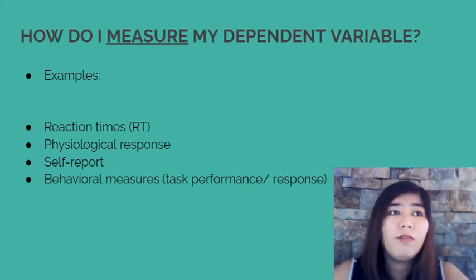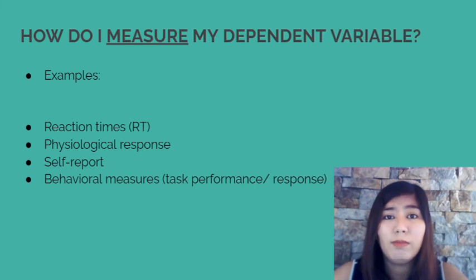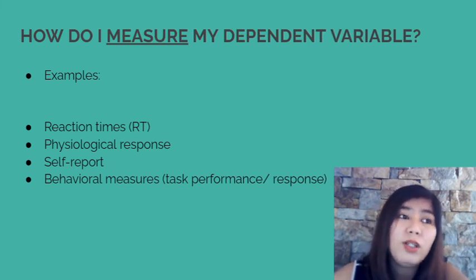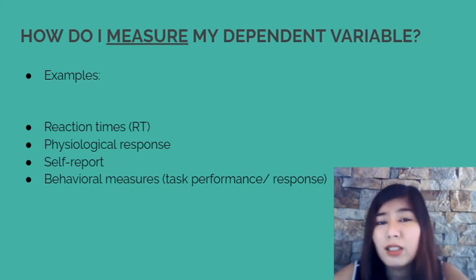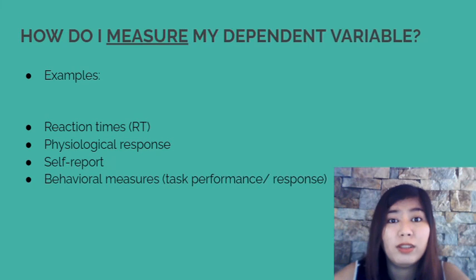So in different experimental studies, there are many ways on how you can capture the dependent variable. So in most cases, for cognitive psych experiments, we have reaction times, or for neuropsych experiments, you can also capture physiological response. So what are those? It could be skin conductance, eye gaze, pupil dilation, heart rate. So all those things, those are physiological responses.